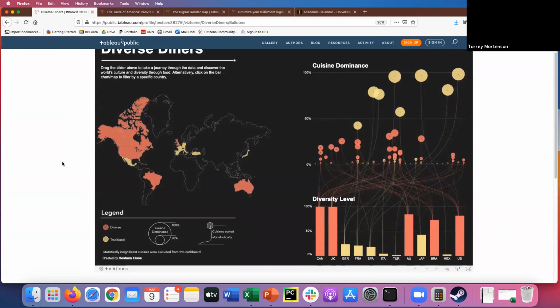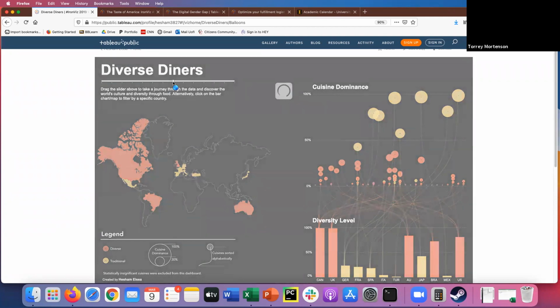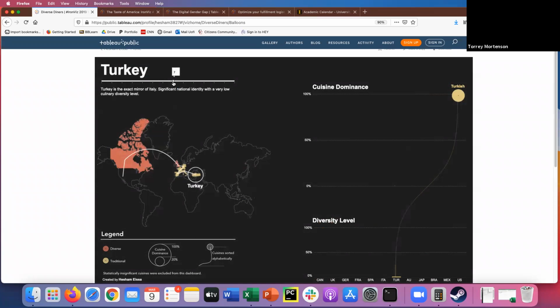So look at this. This is a very complex multi-tiered visualization, right? We have this immediate graph. It says, okay, drag the slider above to take a journey through the data and discover the world's culture. Okay, 13. What does this mean? If I go down to 7, I don't know what 7 means. Seems like a bad way to do that. Turkey is the exact mirror of Italy, significant national identity with very low culinary diversity level. So is this the diversity level? Let's change it one more time and see what it says.